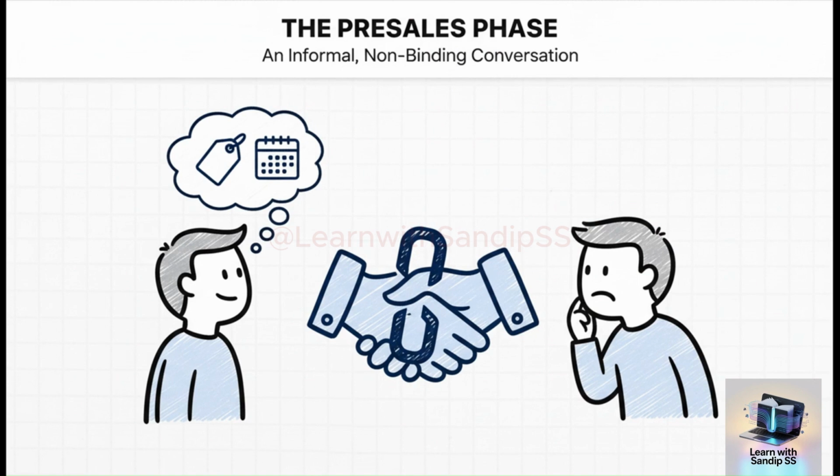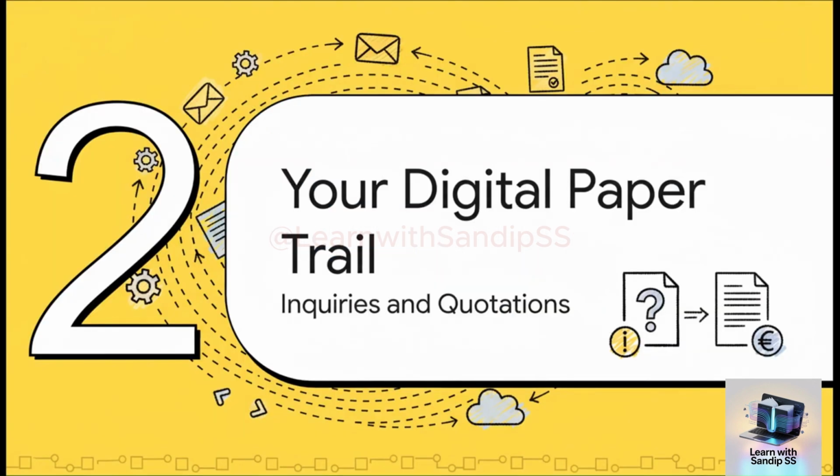This is what we call the pre-sales phase. And really, it's all about these early, non-binding requests for info. You know, the customer is just kicking the tires, exploring their options, and you're just giving them the details they need to make a call. This informal back and forth is exactly where our official process begins. So, how do we turn that casual conversation into something official?